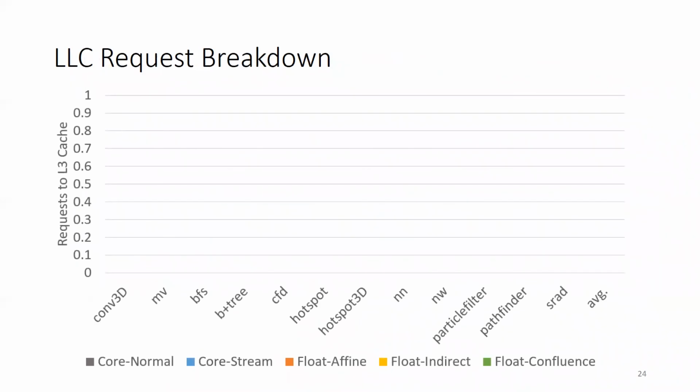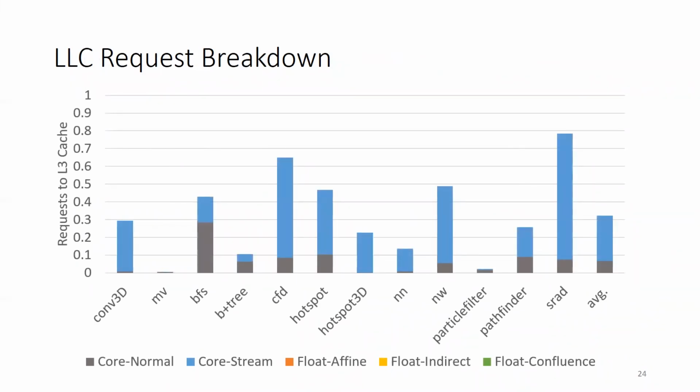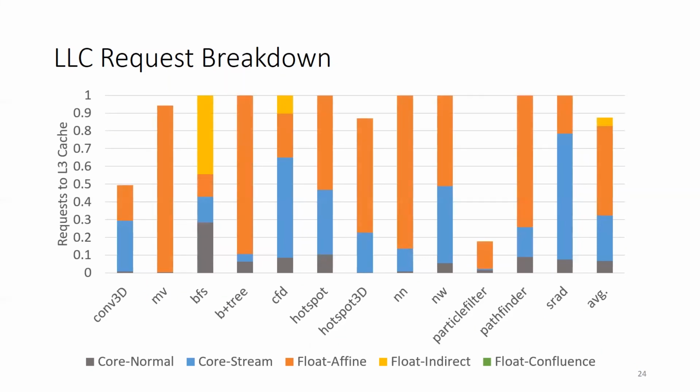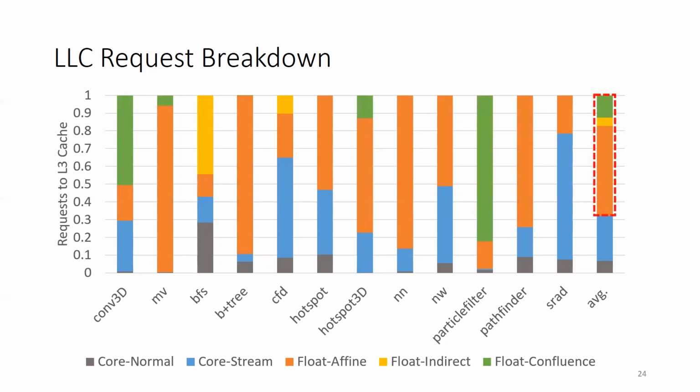To better understand the benefits of stream floating, this figure shows the breakdown of requests to the L3 cache, classified as normal and stream requests from the core, requests from offloaded Affine and Indirect streams, as well as multicast requests from stream confluence. Overall, 68% of requests are generated by the L3 stream engine, showing that a significant portion of the memory access can be floated. Most of the requests are from Affine streams, and there are some indirect accesses offloaded in BFS and CFD. Also, the L3 stream engine successfully recognized the multicast opportunities, such as the input feature map in 3D convolution.